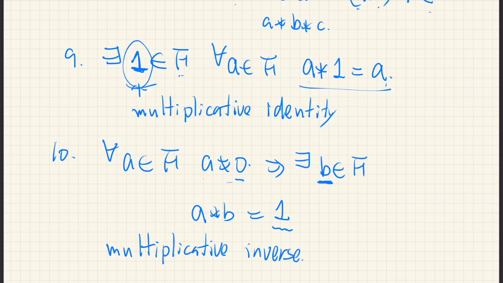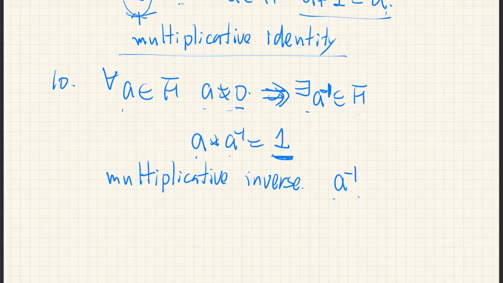Okay, and we usually write it as A to the power of -1. So A inverse. So for each element A, as long as it's non-zero, there is its multiplicative inverse called A inverse, such that A times A inverse is equal to 1. 1 is the multiplicative identity.